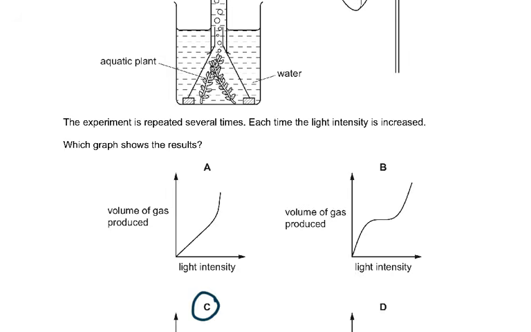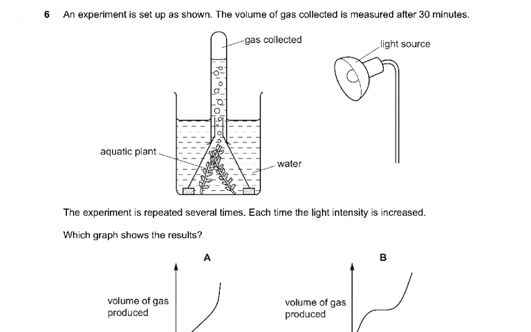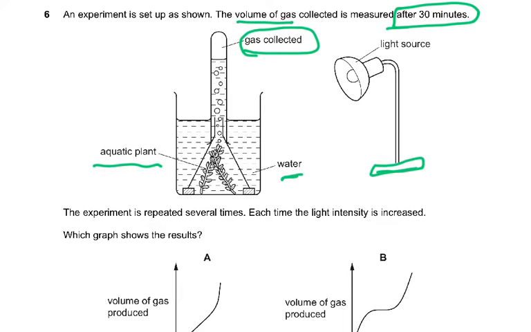Now when we look at question 6, it's an experimental setup as shown. The volume of gas collected is measured after 30 minutes. And this is the gas collected. We have an aquatic plant, we have water, and we have a light source, which is a lamp. And then the experiment is repeated several times. Each time the light intensity is increased. So we have maybe one lamp, or maybe we have a dimmer switch, and we have increased the light somehow. Which graph shows the results?